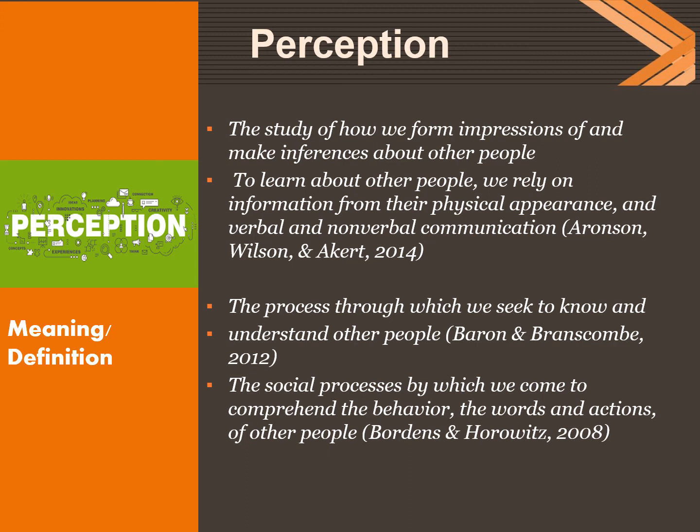Now we have another definition of perception. It is to learn about other people. We rely on information from their physical appearance and verbal and non-verbal communication. So in our first impression, of course, we will have to look at the face, the body language, and how these people communicate with each other. Another definition would be the process through which we seek to know and understand other people. Then we also have, it is the social process by which we come to comprehend the behavior, the words, and actions of other people.